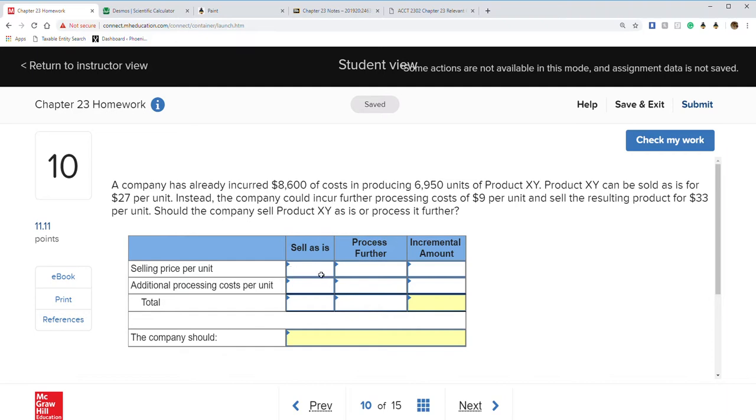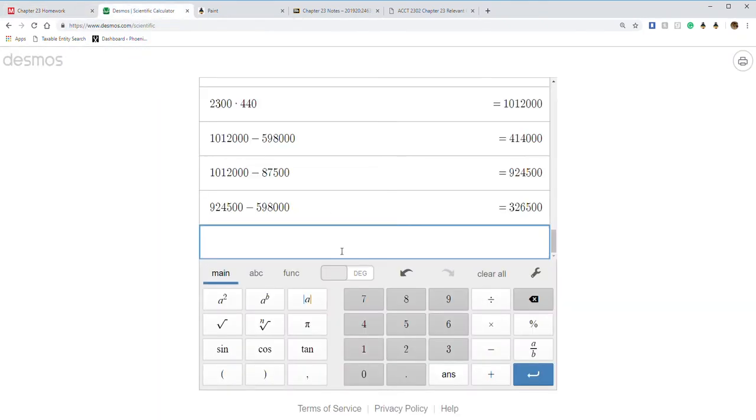Okay, so we have 6,950 times 27, if we sold it, 187,650.